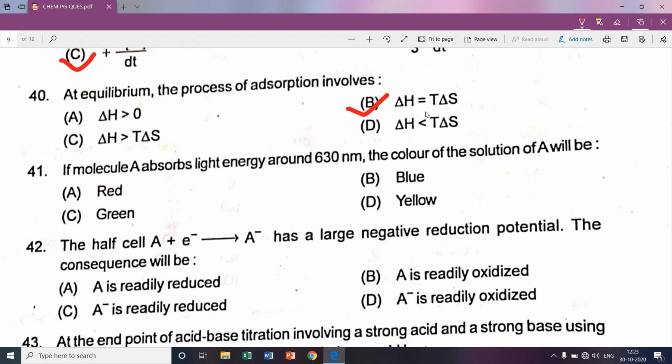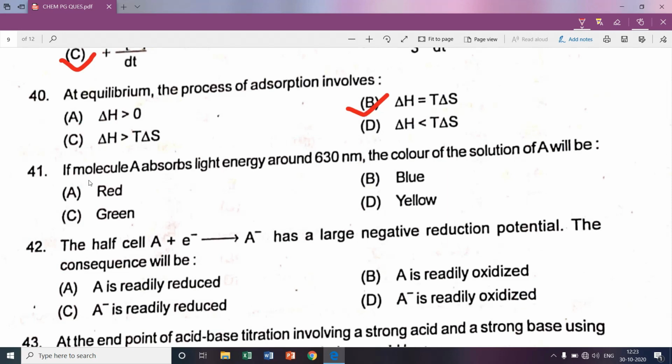As we know, at equilibrium the process of adsorption involves del G is equal to 0, and we know del G is equal to del H minus T del S. Since del G is 0, so del S is equal to del H by T, and your answer is option B.